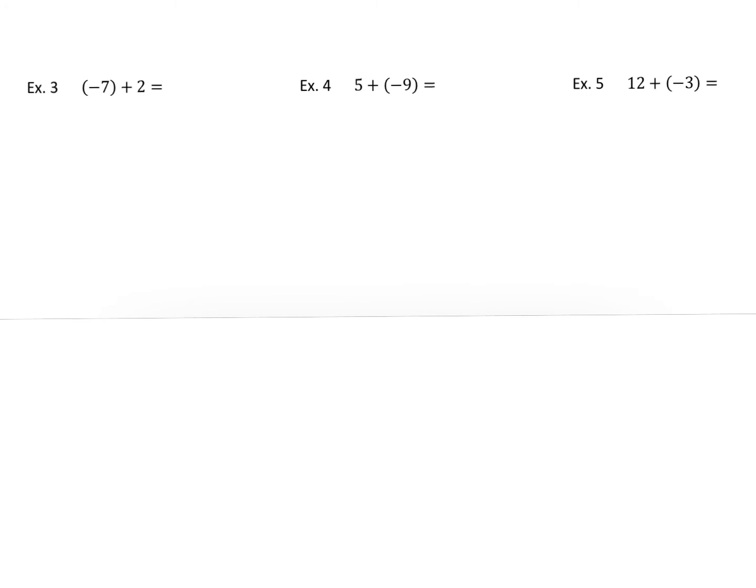Here's where we're going to get a little bit trickier. I have -7 plus a +2. So I'm actually going to sketch out 7 negatives. 1, 2, 3, 4, 5, 6, 7. And then I'm going to have 2 positives.